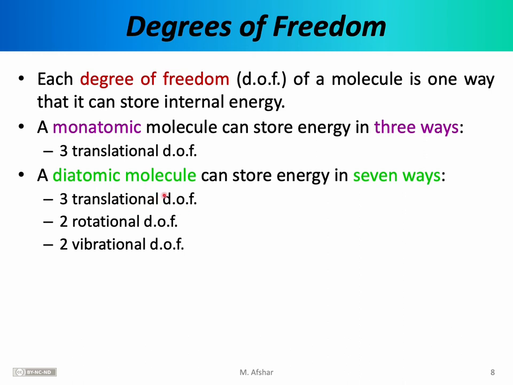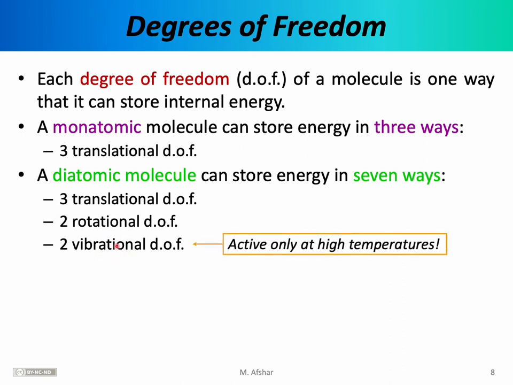There are 3 translational degrees of freedom. These are associated with the motion of the molecule in the X, the Y, and the Z directions. There are 2 rotational degrees of freedom. Here, the molecule does not have to move very far from the origin. It could simply rotate in place. And then there are 2 vibrational degrees of freedom. So even if the molecule is not moving overall, so if the center of mass of the molecule is at rest, even if it's not rotating, it could still be vibrating relative to, let's say, its center of mass. And in that case, we would say there are 2 vibrational degrees of freedom. The last 2 degrees of freedom are active only at high temperatures.